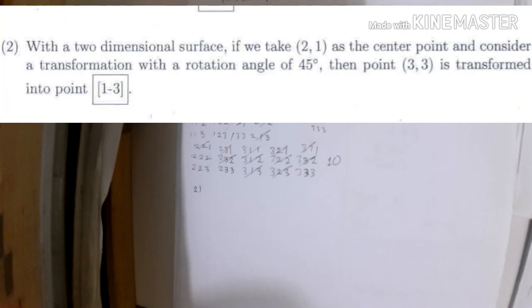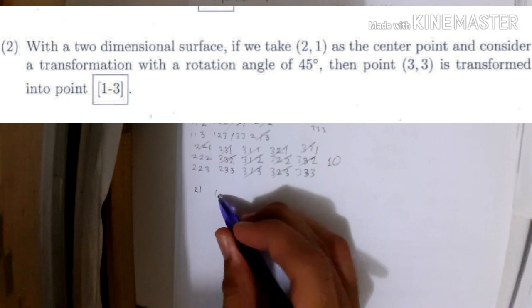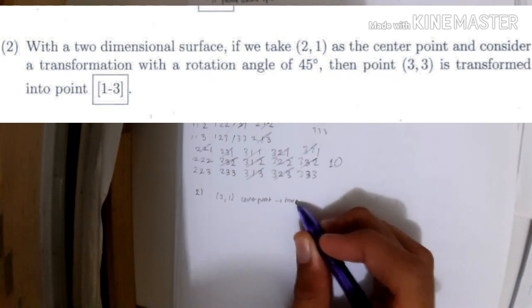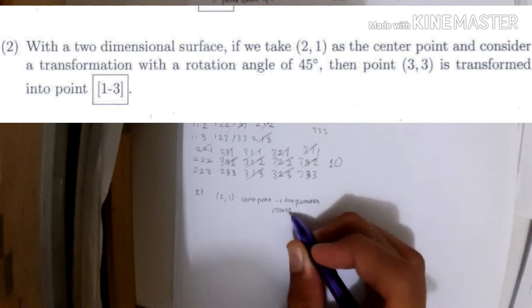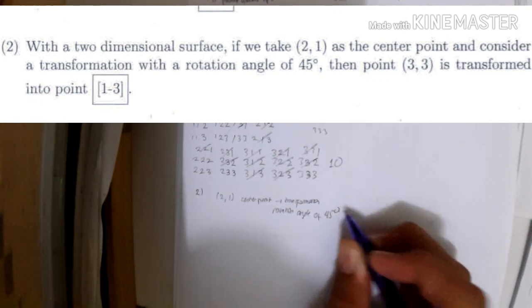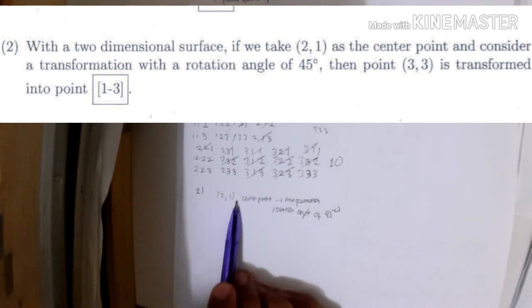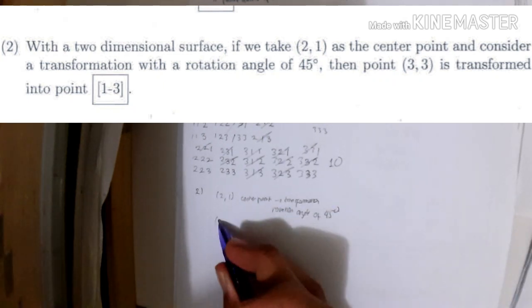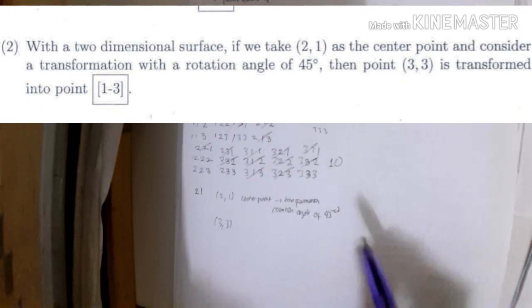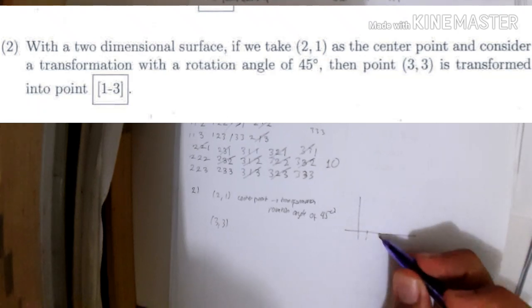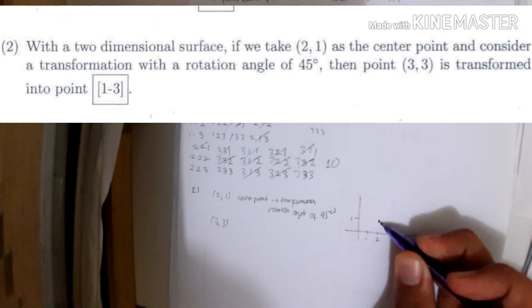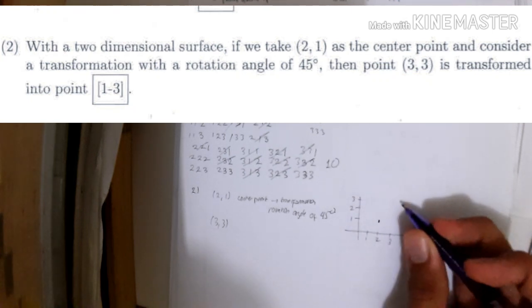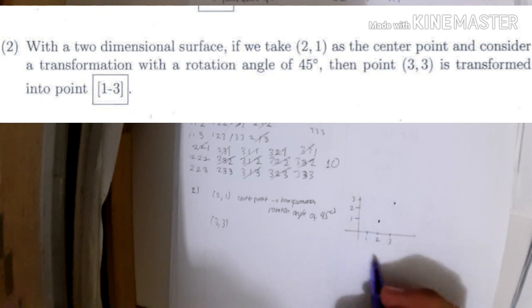For number 2, it says that in the two-dimensional plane, we take the point (2, 1) as the center point, the point of rotation. We are going to transform the point (3, 3) by a rotation angle of 45 degrees. When I draw a graph, I draw the point (2, 1) as the center point, and then I want to rotate the point (3, 3) by 45 degrees.